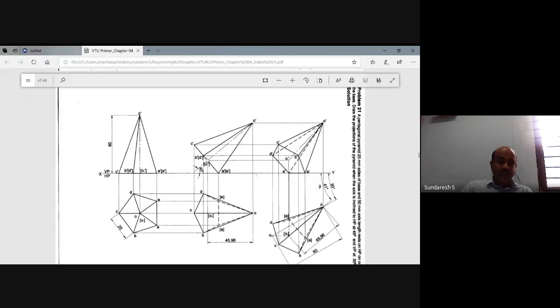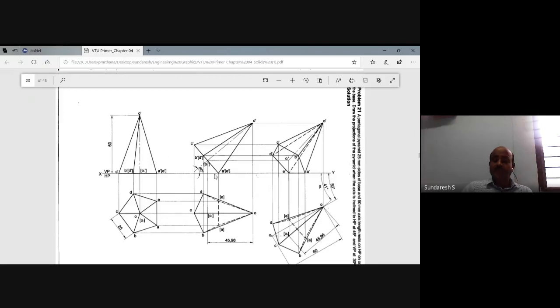Okay. Once you complete this, the next thing is to get the top view. Same thing: draw the vertical projectors from each point we have, from O dash, A dash, B dash, C dash, and similarly from the initial position top view, draw the horizontal projectors. Where these projectors intersect, mark the corresponding points. Look here, the vertical projector from O dash will meet the horizontal projector from O. So mark it as O.